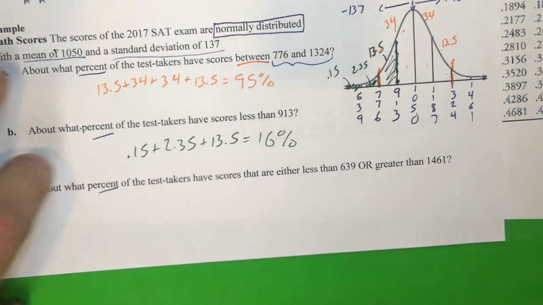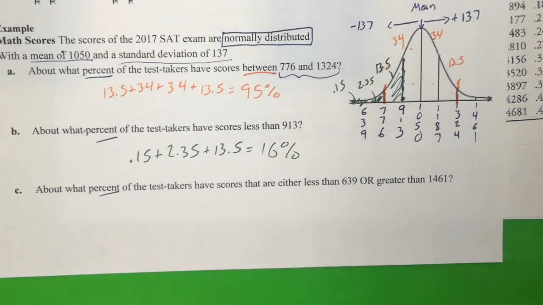Last question is one that I want you to try on your own. It has the word or in it. That means you're going to shade twice. Please pause the video now, and then I'll share the answer once you're done.